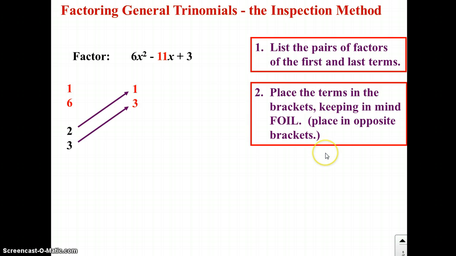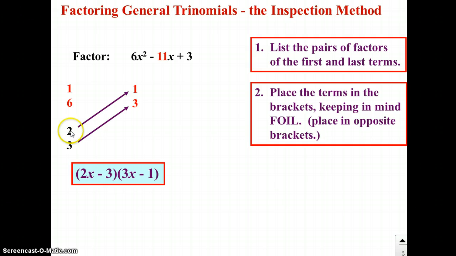So place the terms in the brackets, keeping in mind FOIL. Remember to place in opposite brackets. We can't have the 3 in both brackets because there's not a common factor of 3, so we don't want those in the same bracket. So our factors should be 2x and 3x will multiply to 6x squared. There's our 2 and 3. 1 and 3 will multiply to 3. And if we have the 3's multiplied together, this is going to work. If we have the 2 times 1 multiplied together, there we have it. So if I expand that out, I will get my complex trinomial.